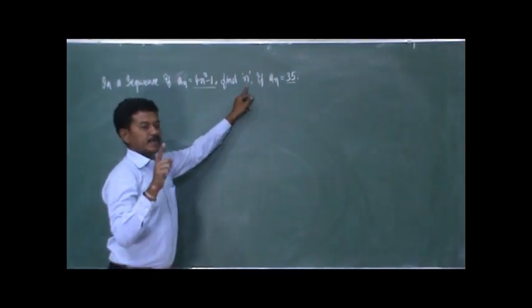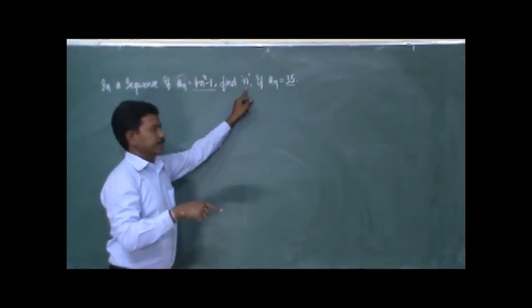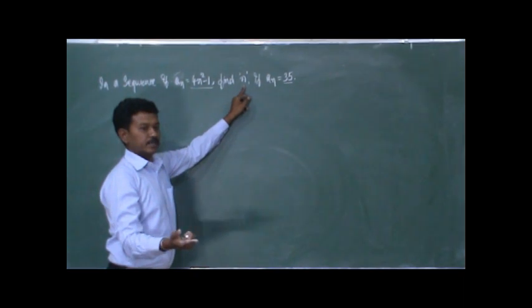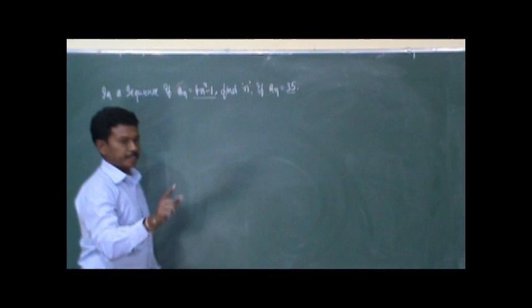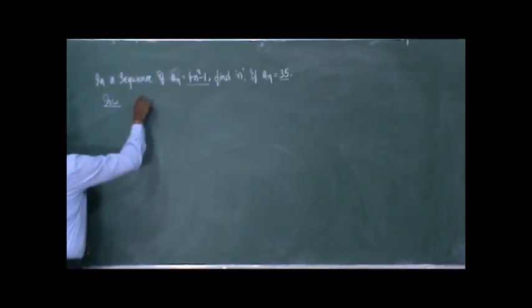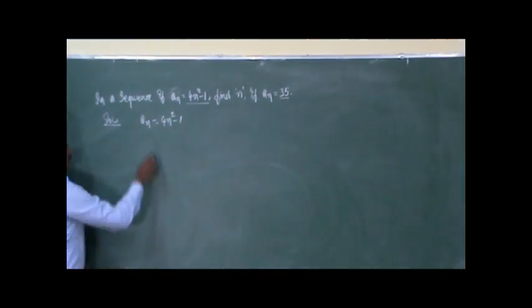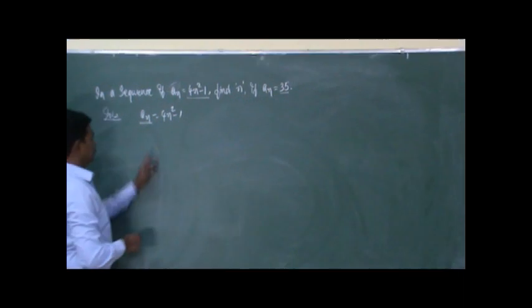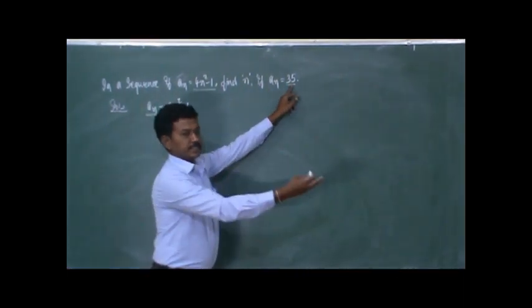So n is always a natural number, we have to remember that. If you get n as a negative value when solving problems, somewhere you are wrong because n is always a natural number. So let us take the term. An is equal to 4n square minus 1. In that sequence, 35 is the last term.